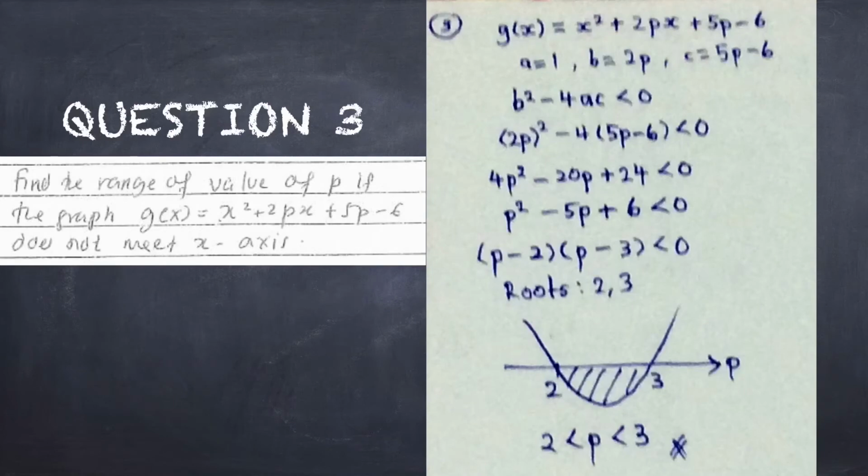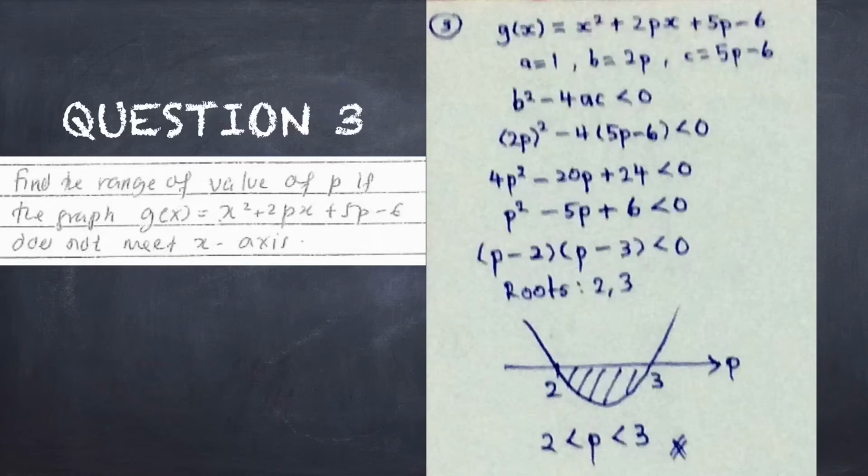Alright, question number 3, we have to find the range of values of p if the graph g(x) equals to x squared plus 2px plus 5p minus 6 does not meet the x-axis. So first we pull out the a, b and c coefficients. So we have a equals to 1, b equals to 2p, and c equals to 5p minus 6. Because it doesn't meet the x-axis, the b squared minus 4ac will be less than 0. We substitute everything into the equation. So you will have 4p squared minus 20p plus 24 less than 0.